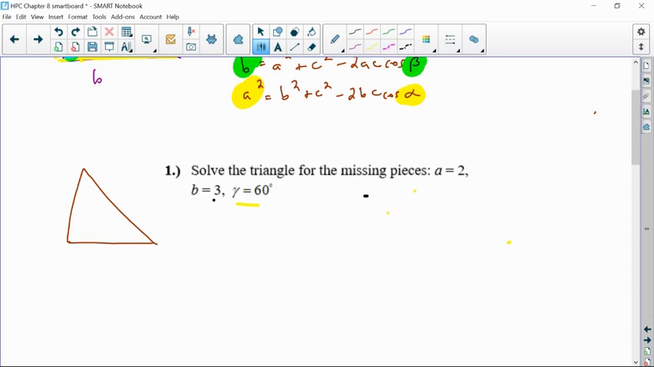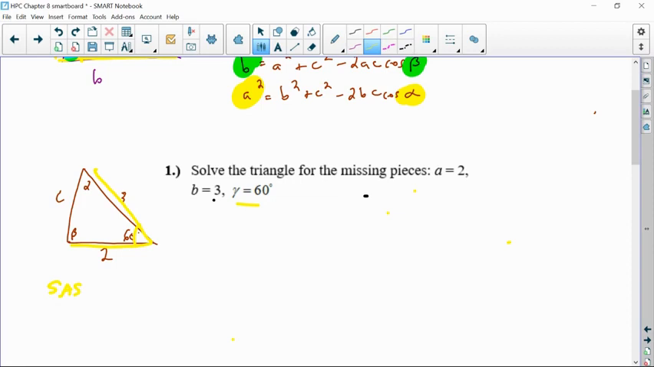Okay, so I have a as being 2. So I'm going to call this opposite angle alpha. b is 3, so call this beta down here. And then this 60 degrees is gamma, which means this is c. So if you take a look, I'm sitting in a side, an included angle, and a side. So I'm in side angle side, no ambiguity. And I have a tool for that. I've got law of cosines.